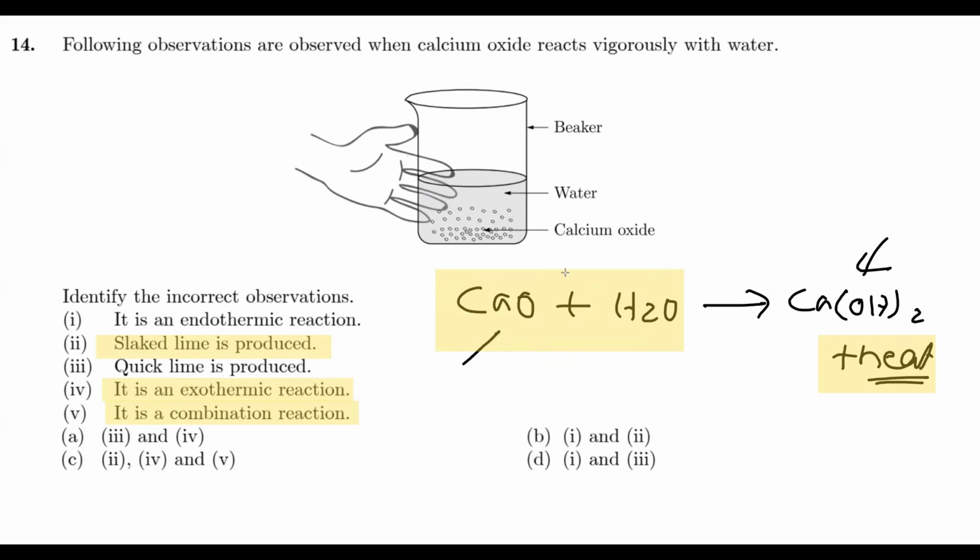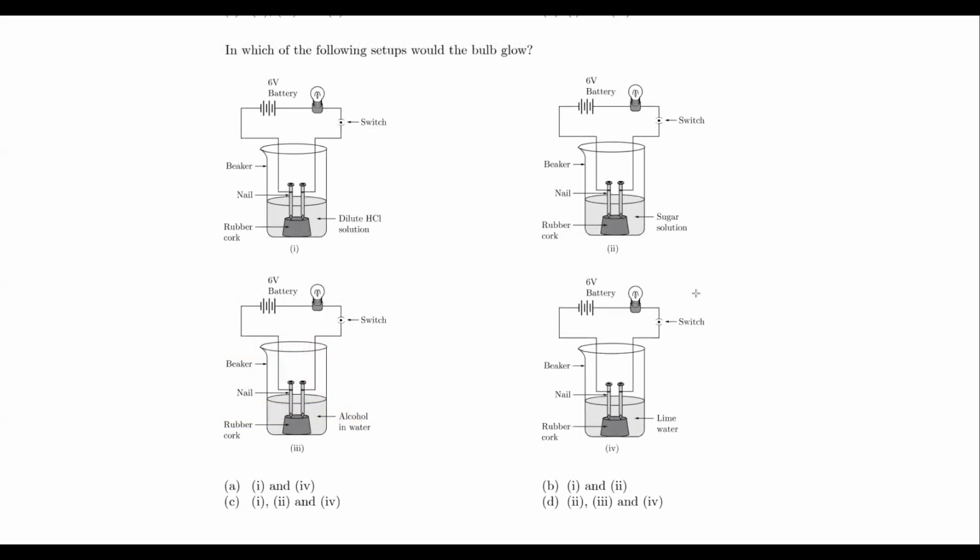So we know a combination reaction is one in which two or more reactants combine to give a single product. So this is also correct. So we have second, fourth, and fifth. Yeah, there is an option, that is C, which is the correct option in this case.